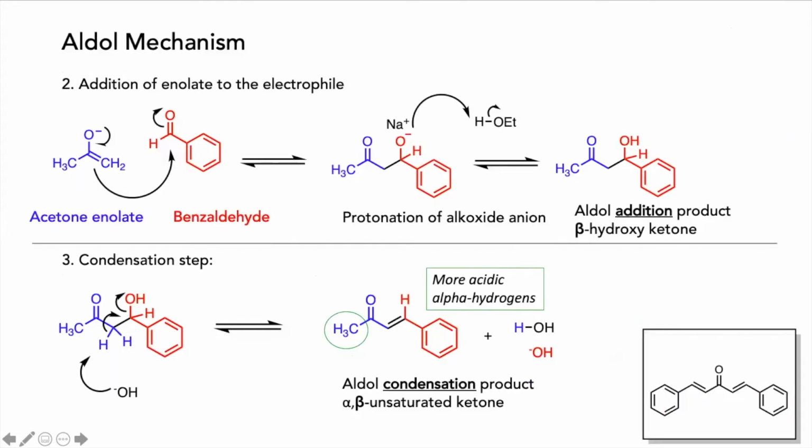in this reaction. The second step is the addition of the acetone enolate to the carbonyl electrophile benzaldehyde to give you this alkoxide anion, which will then be protonated by ethanol, the solvent, to give the beta-hydroxyketone addition product. Then this will undergo condensation in the presence of hydroxide to deprotonate this other alpha hydrogen to create a double bond and kick off hydroxide to give you the alpha-beta unsaturated ketone, which is the aldol condensation product.